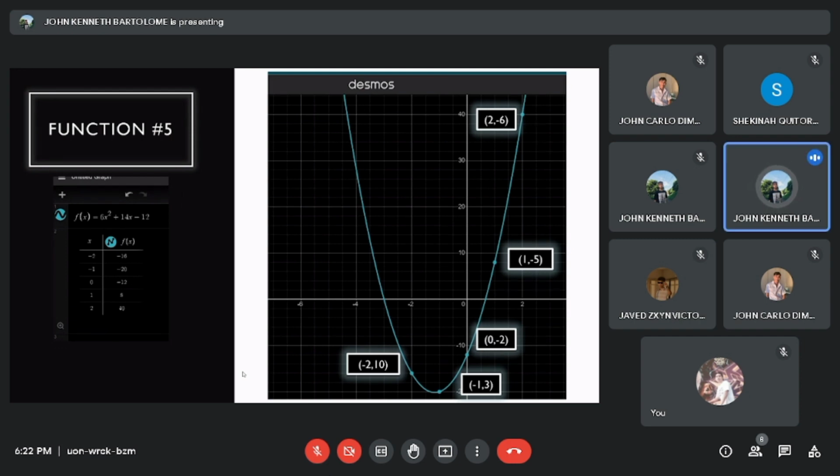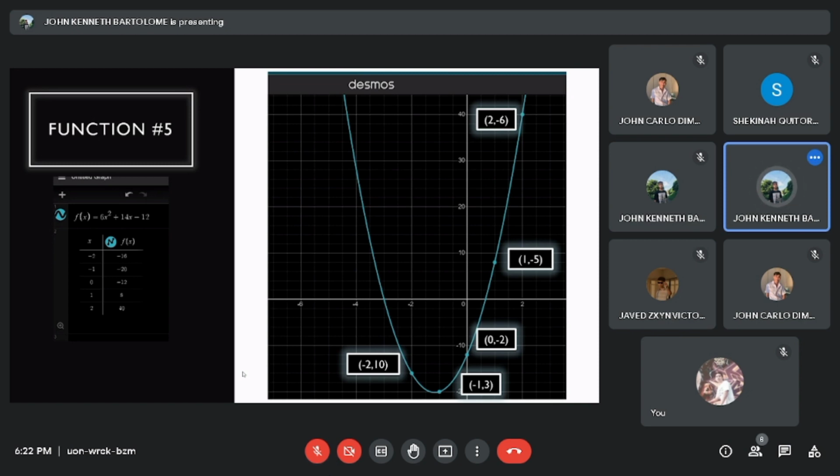Our last function, which is function number 5. The given function was f of x is equal to 6x squared plus 4x minus 12. We input this function to Desmos and it was automatically graphed and computed by Desmos. The table on the right side shows the values of x and y. For us to get the value of y, we need to first declare the value of x, then substitute the value of x to the given function and solve.